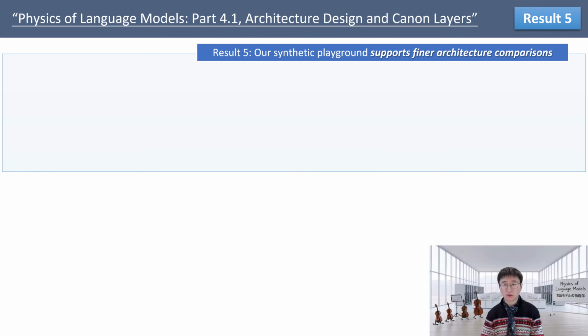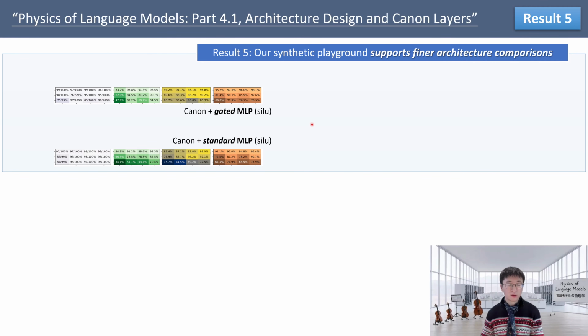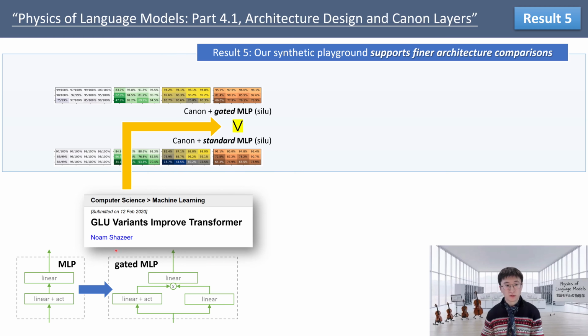In the next result, which I call result 5, I'm going to show you that the same synthetic playground also supports even finer architecture comparisons. Let me give you 3 examples. The first example is about gated MLP versus standard MLP. That was introduced by Noam Shazeer 5 or 6 years ago. He discovered that changing the standard MLP into this gated format actually improves the model's performance a little bit on some real-life benchmarks.